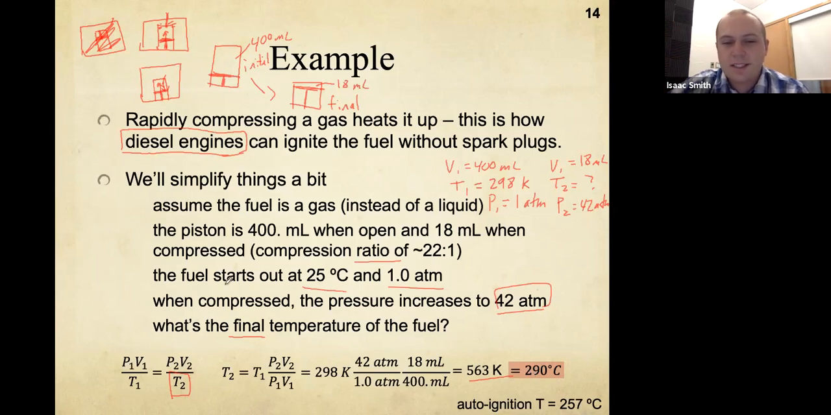Because this is saying the fuel starts out at 25 degrees Celsius, but if you live in Rexburg, like where I went to school up in Idaho, we'd wake up in the winter and it was like negative 20 sometimes, negative 20 degrees Fahrenheit, which I think is actually, don't quote me on this, like negative 40 degrees Celsius or something like that.